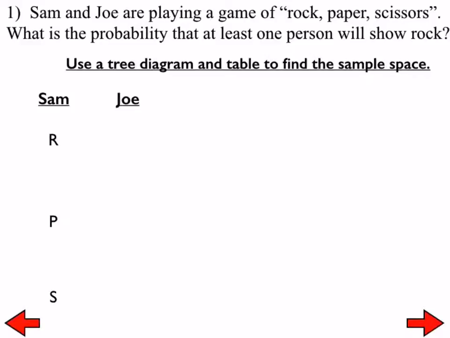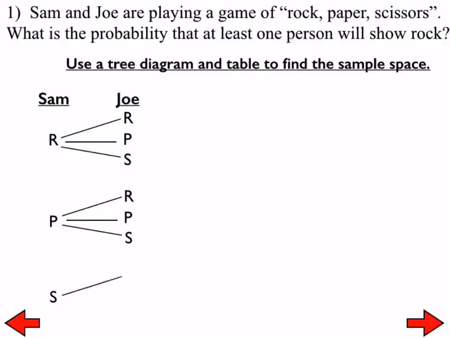Then we have Joe. If Sam chose rock, Joe could obviously pick rock or paper or scissors. And if Sam picked paper, then Joe could pick rock or paper or scissors. And if Sam chose scissors, Joe from there could pick rock or paper or scissors. So there is a listing of the sample space: rock-rock, rock-paper, rock-scissors, paper-rock, paper-paper, paper-scissors, scissors-rock, scissors-paper, scissors-scissors.